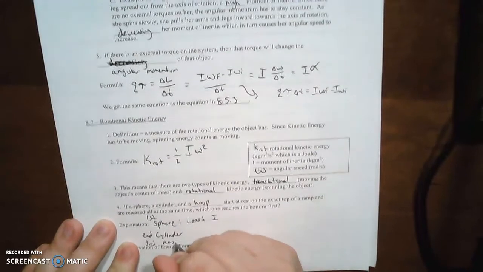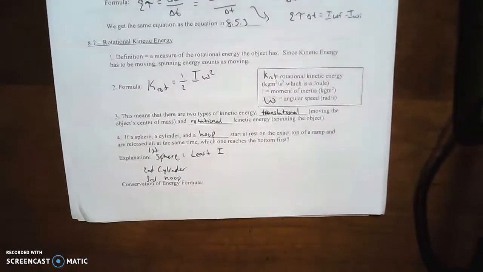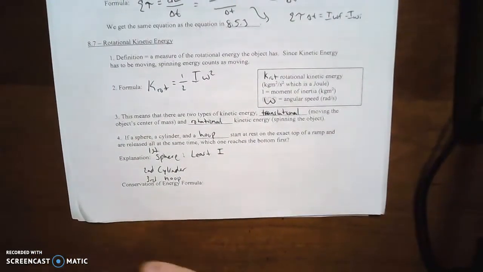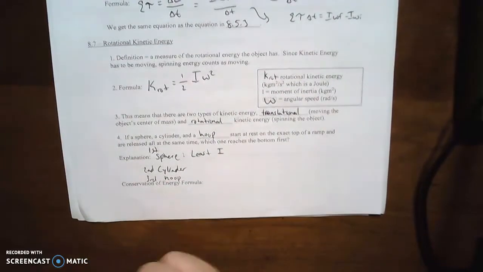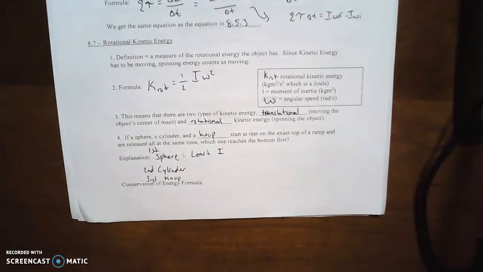However, because it has more angular momentum, it'll also be the one that rolls the furthest, which is kind of an interesting thing. I'd love to show you that if I have access to our stuff at school. To wrap things up, our conservation of energy formula looks like this.